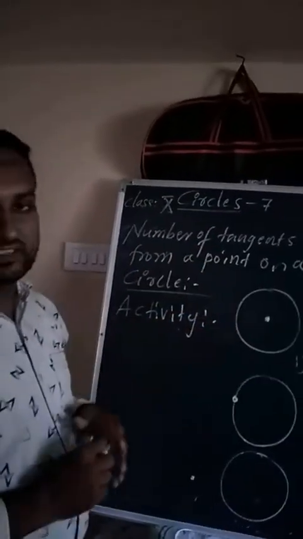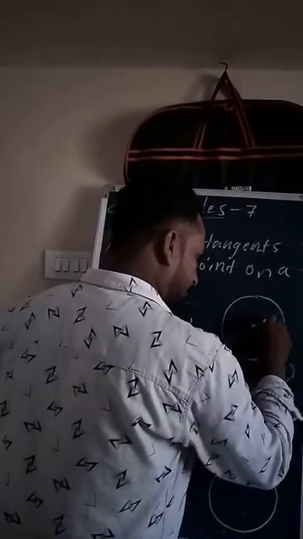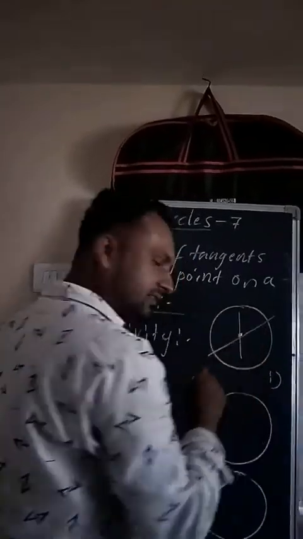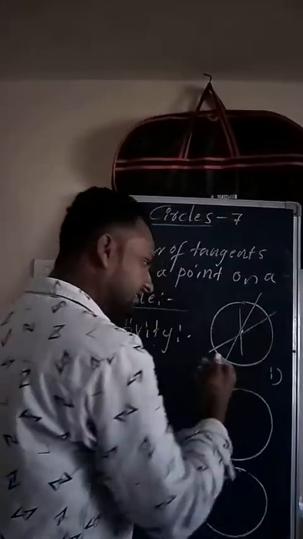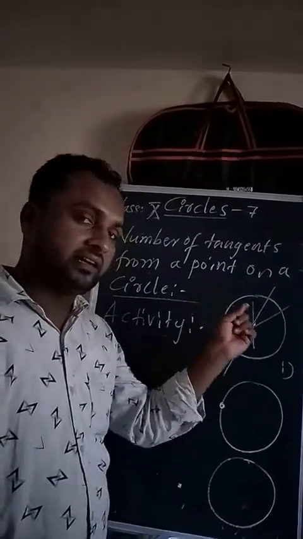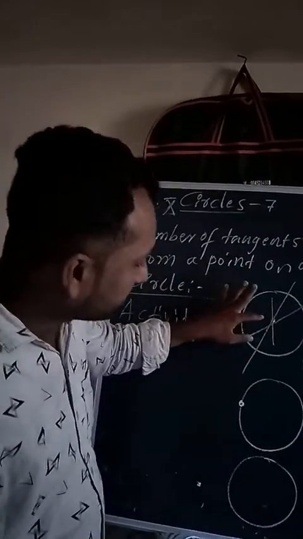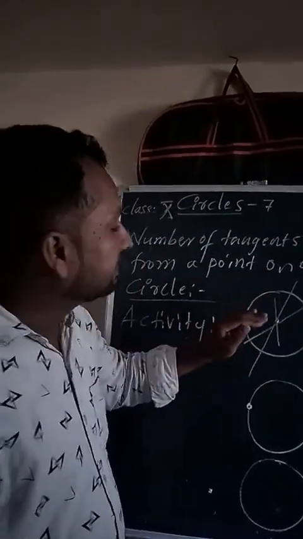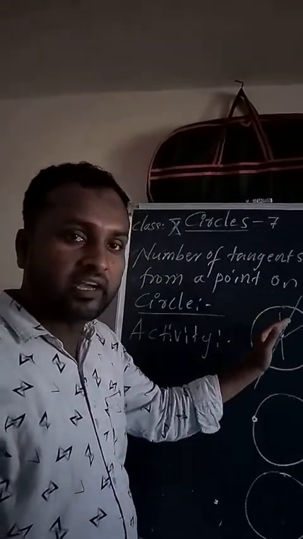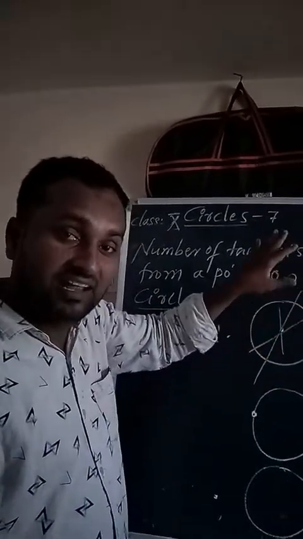Now see how many tangents you can draw in the first circle here. Can you tell me, is this a tangent? No. Is this a tangent? No. What is a tangent here? A line connecting the circle at a single point is called a tangent. But if a point is inside, there is no tangent to the circle passing through the point lying inside the circle. Here you cannot draw a tangent.